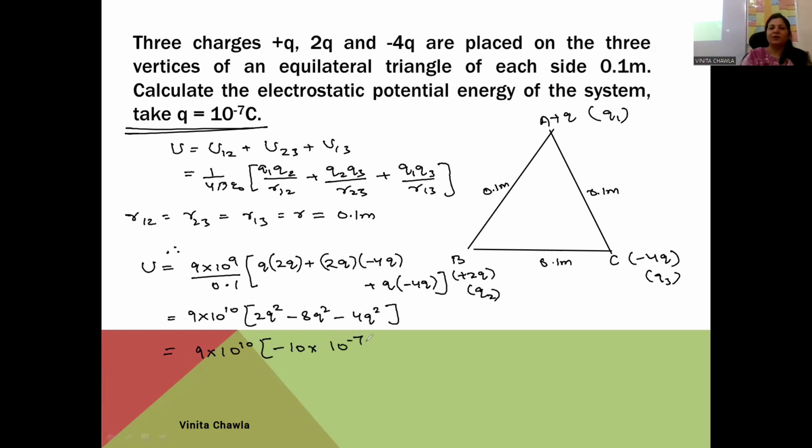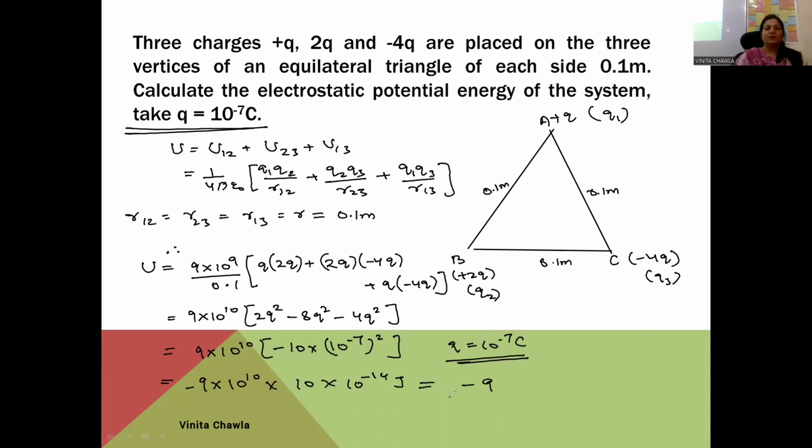Q square means 10 to the power minus 7, whole square, because its value is given. Q is 10 to the power minus 7 coulombs. It is given to us. On solving this, we'll get 9 into, with a negative sign, 10 raised to the power 10, and in the bracket we have 10 into 10 raised to the power minus 14, joule. Now give me the answer. It's minus 9 times 10 to the power minus 3 joules.